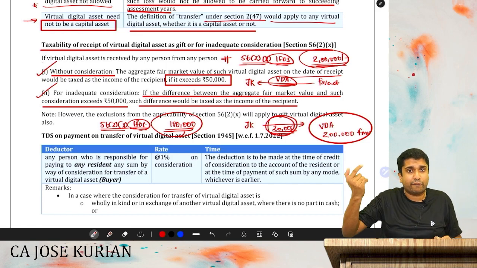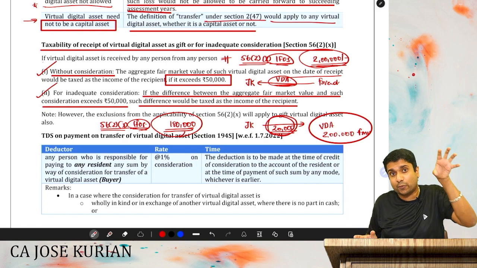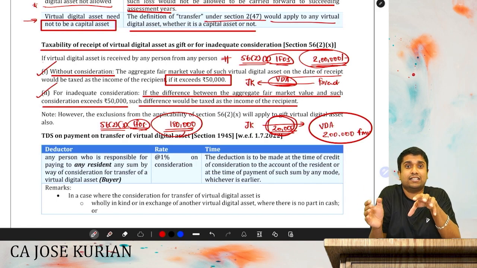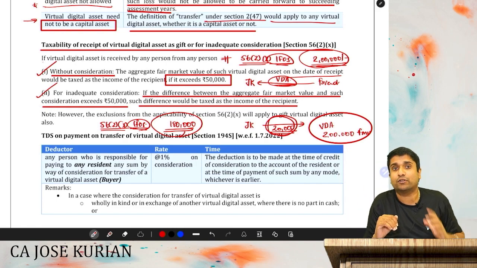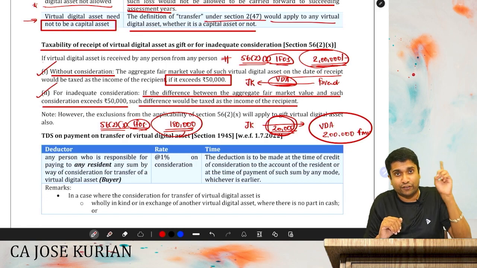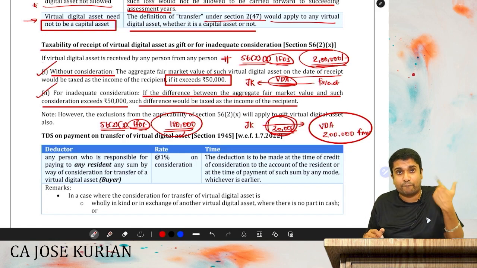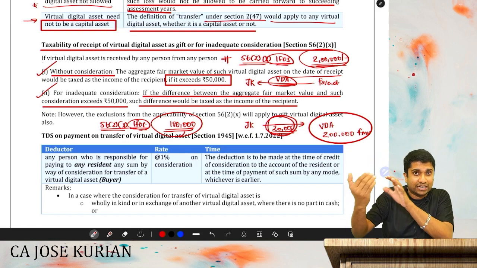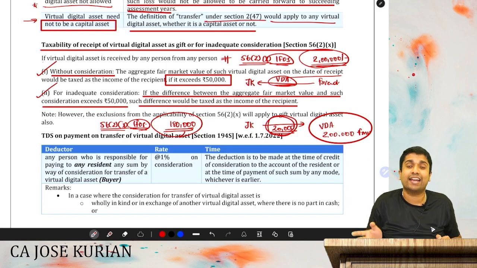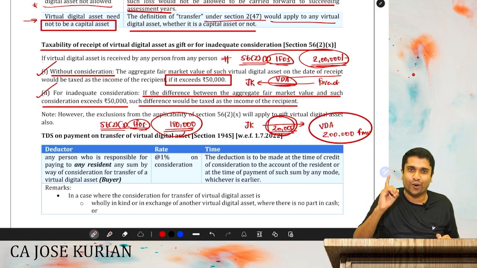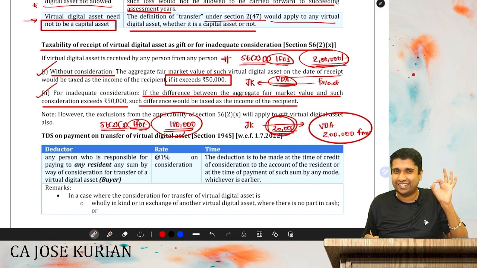Scenario number two, if I'm receiving a virtual digital asset for inadequate consideration, that means I'm paying a consideration which is way less compared to the actual fair market value of that asset. If it is so, then what will happen? Then the difference between the amount which I paid and the fair market value received by me shall be taxable in my hands under 56(2)(x). I hope this point is also clear for you.